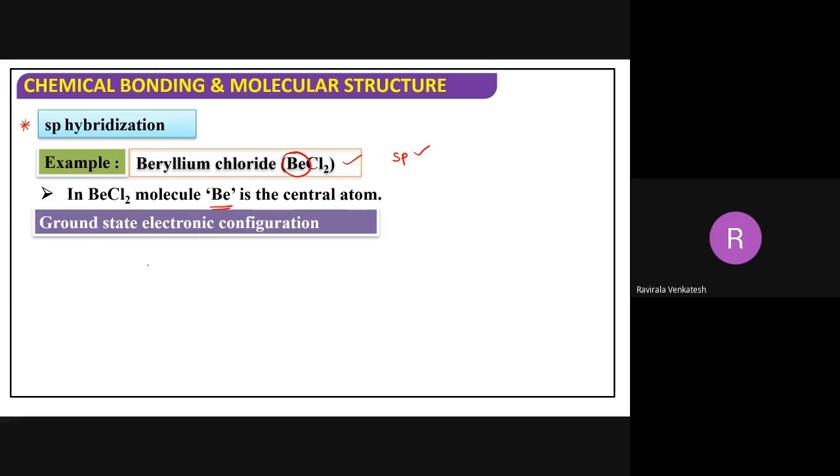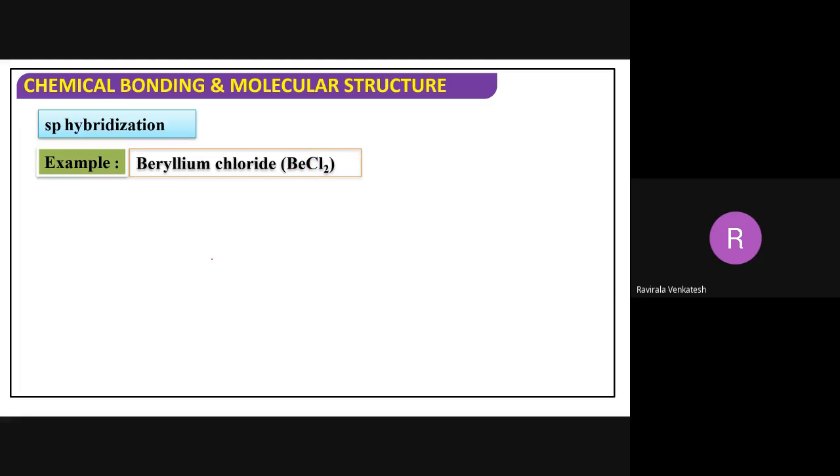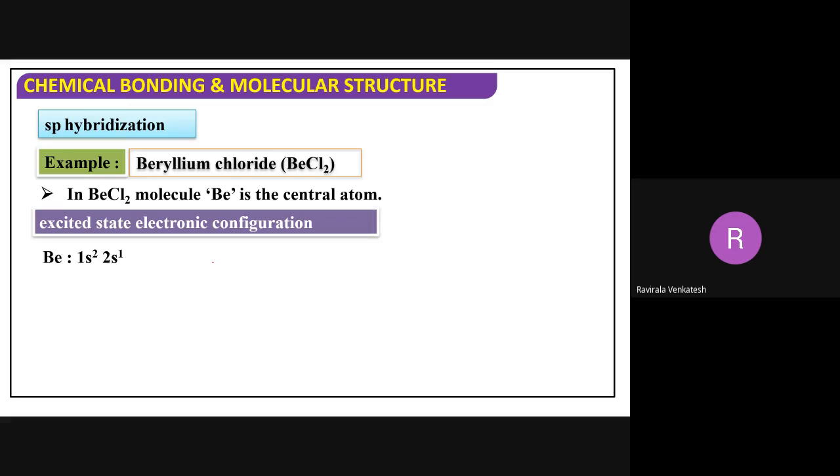Okay. Now select the beryllium. What is the ground state electronic configuration, beta? 1s2, 2s2. The ground state electronic configuration of beryllium is 1s2 and 2s2. There will be a 2p orbital also, but we don't have any electrons in it. Just now I told you, only valence shell orbitals are involved in hybridization, not the inner shell. So don't involve the inner shell. Now here, we excite this electron like this.